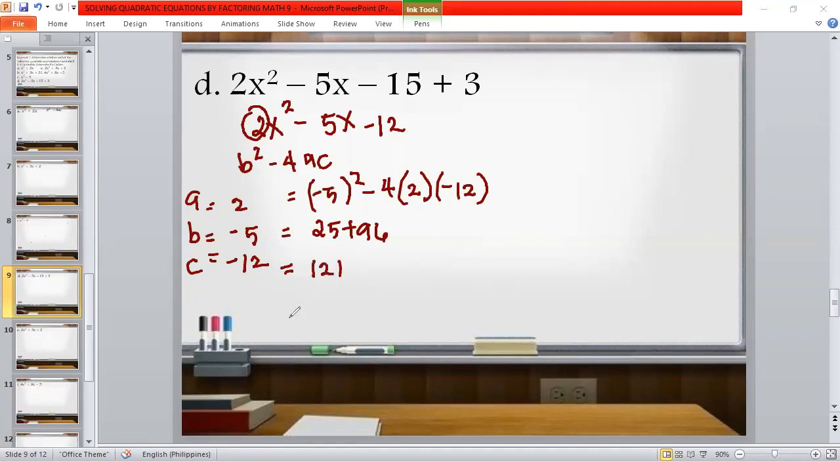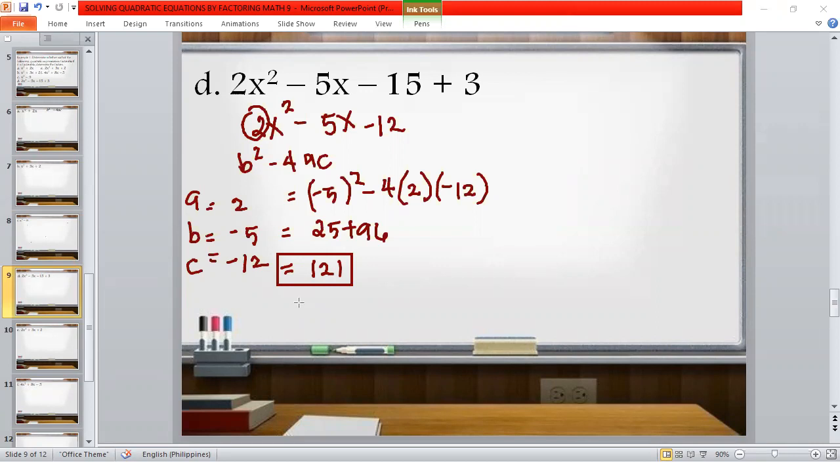Okay, so this is now the discriminant of our expression, 121. So do you think that 121 is a perfect square? Okay, yes, 121 is a perfect square. So we can say that the expression is factorable.